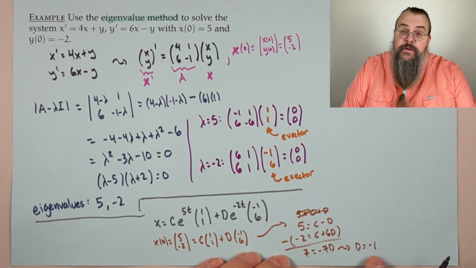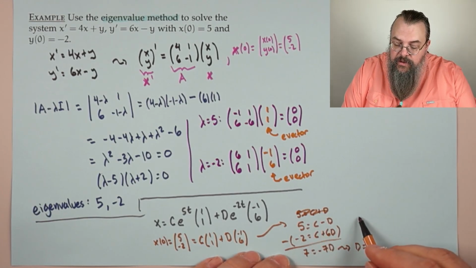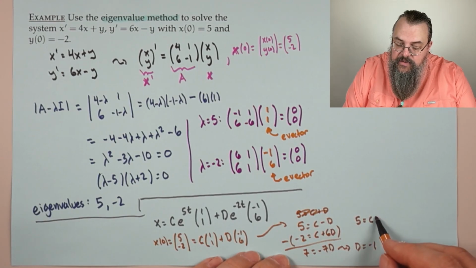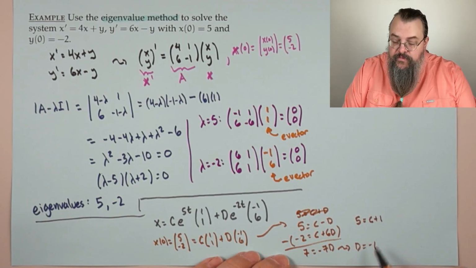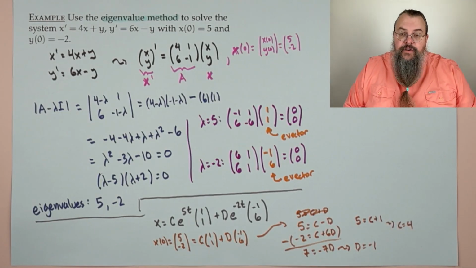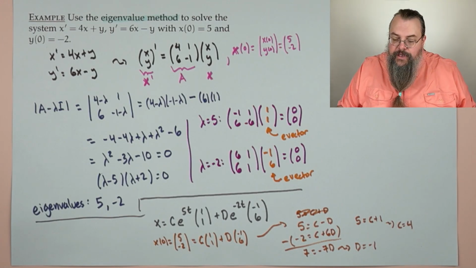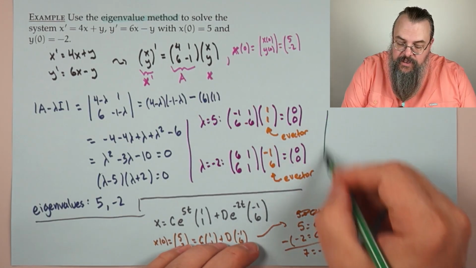But now that we know what d is, we can plug in. Say, oh, well, 5 has to equal c minus d, so that's c plus 1. So that tells us that c is 4. Well, great. Now we know c and d. So we're in our home stretch. Here we go.